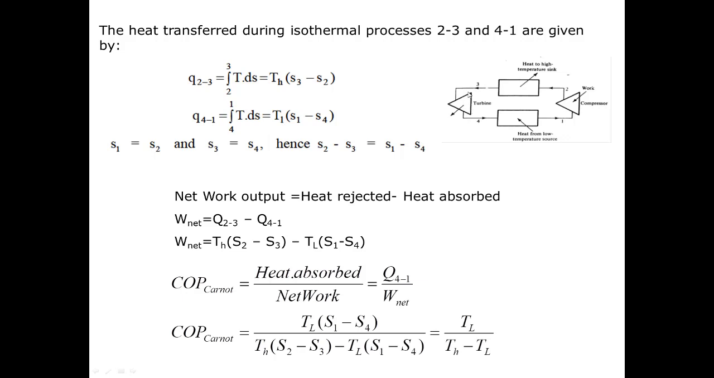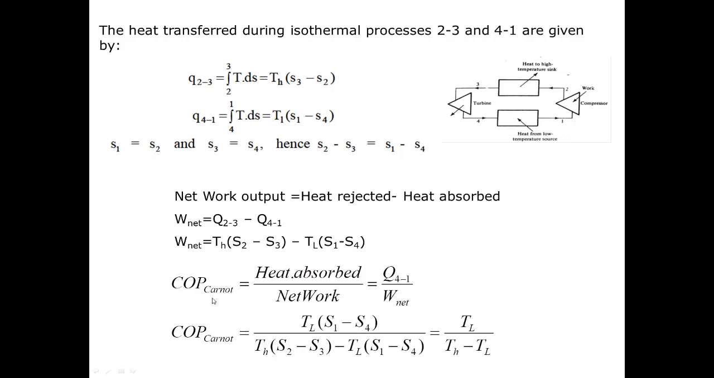Whereas this is an isentropic expansion, this is isentropic compression. So that means S1 is equal to S2, similarly S3 is equal to S4. So we may write S2 minus S3 equal to S1 minus S4, because S1 is equal to S2, similarly S3 is equal to S4. Now the net work output is equal to heat rejected minus heat absorbed, just to take the positive value. So if we put these above values, we'll get this value.